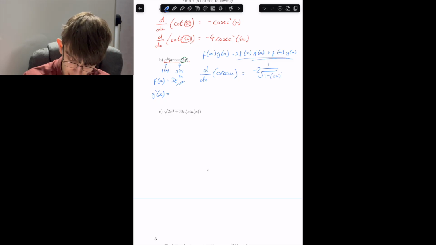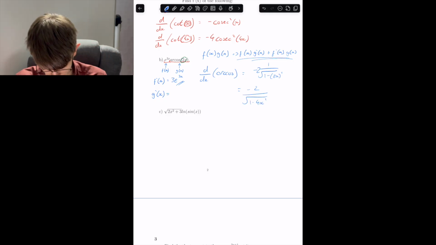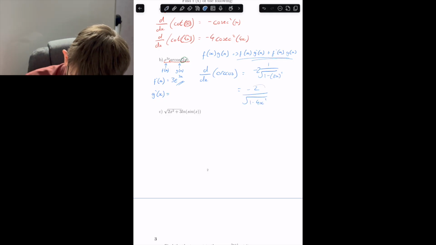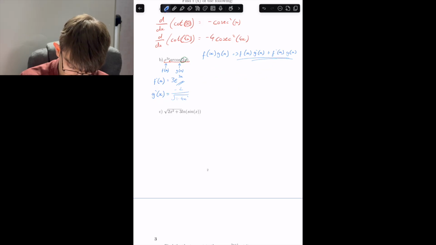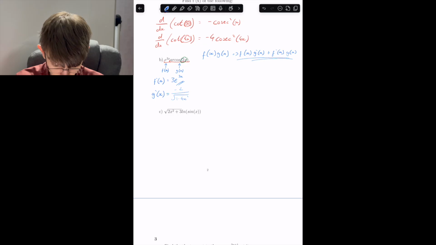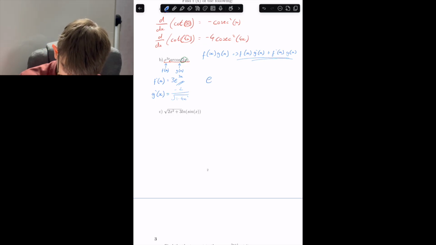Making sure to remember that it's the entire argument there squared. So we end up with minus 2 over the square root of 1 minus 4x squared. And that is my result for g prime of x. Now I'm just going to get rid of this. And now we can put the whole thing together and we can say that f of x is e to the 3x, g prime of x is minus 2 over the square root of 1 minus 4x squared.